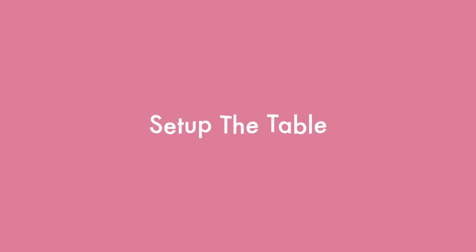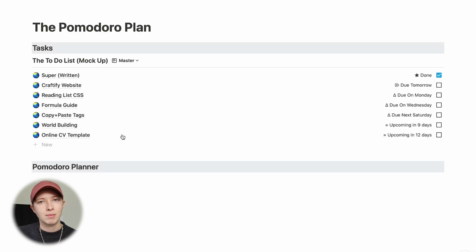So at the very top, what I have here is a tasks database. This is a mock-up. This is what we're going to use for me to show you how to connect a tasks database that you already have to this Pomodoro planner when we're done making it. This is actually a database I've used in a past video, actually my last video, where I showed you how to create a smart deadline formula.